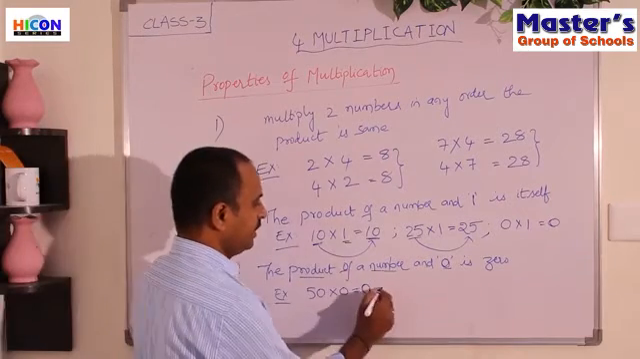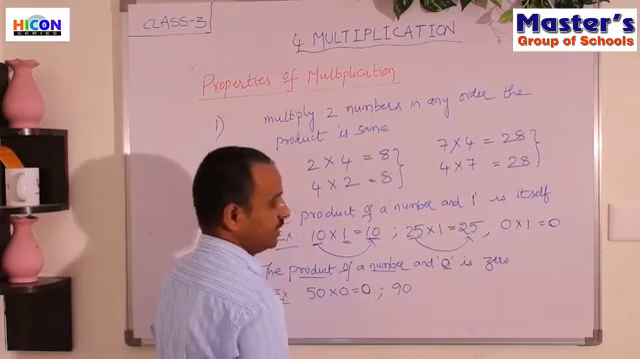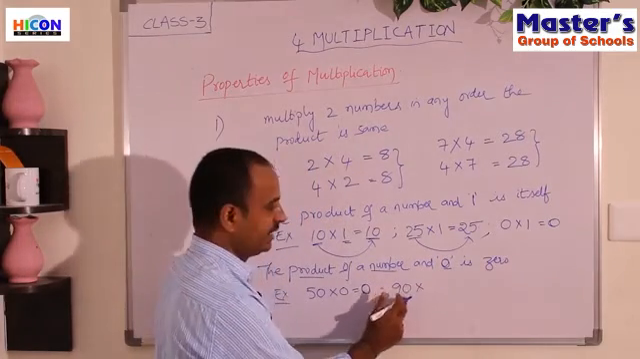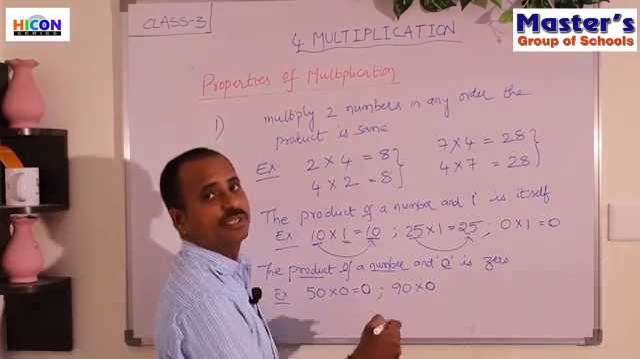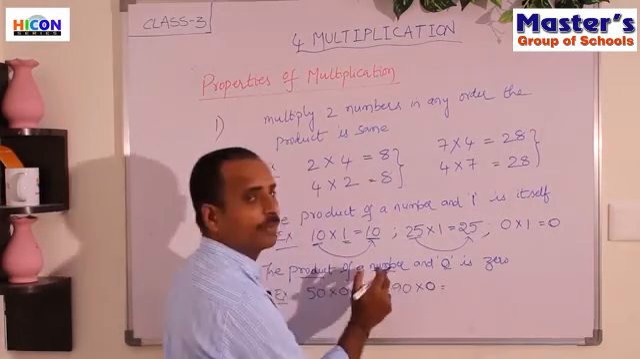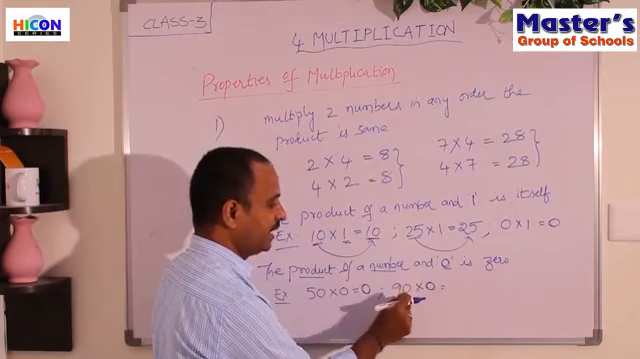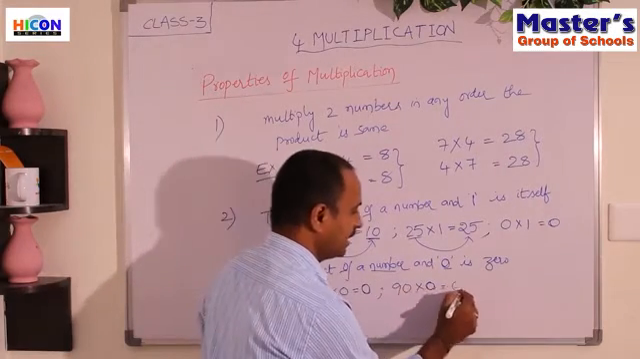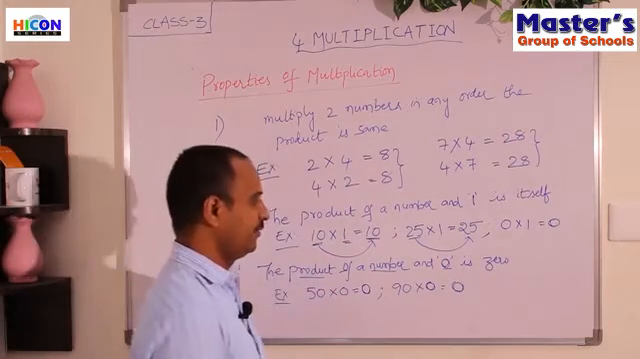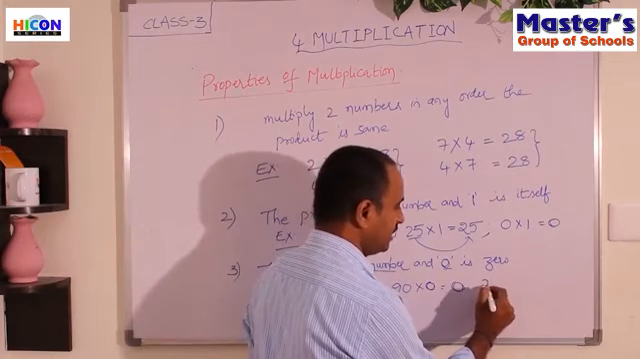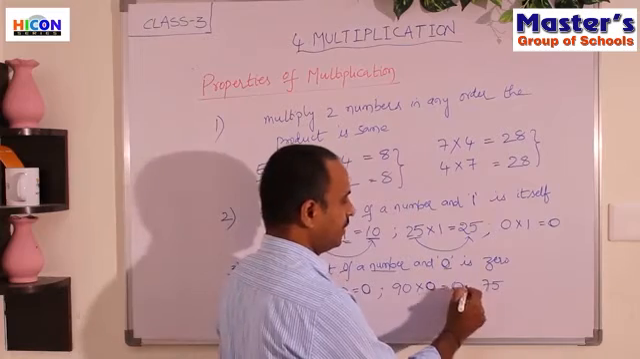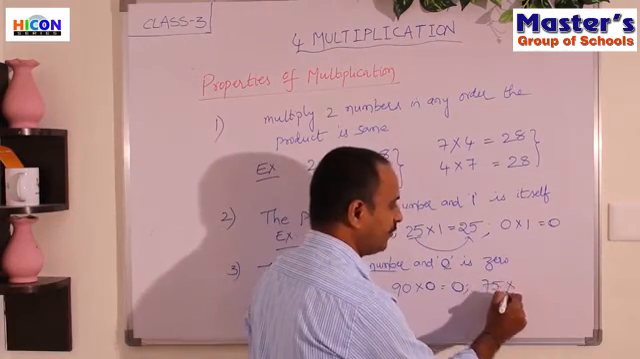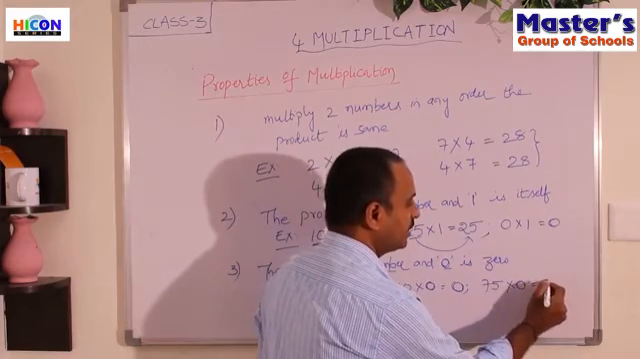And again, if I take 90, here 90 is a number and I will multiply this number 90 with 0. So how much will you get? According to this third property, the product of a number and 0 is again 0. And if you take the number 75 and multiply this number 75 with 0, again you will get 0.